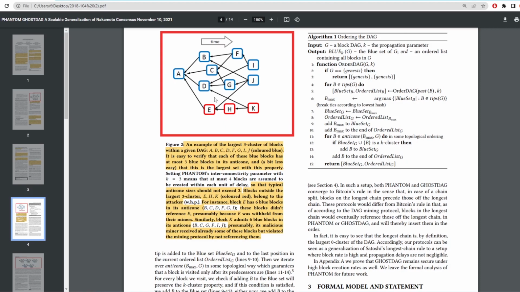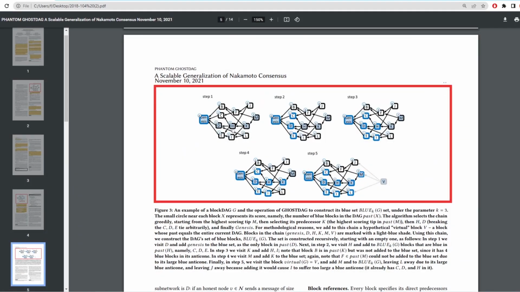For instance, block E has 6 blue blocks in its cluster, but these blocks didn't reference E, presumably because it was withheld from the miners. So because the E block isn't included in any of these other block references, it can't be traced back. So if a block does not reference the previous blocks in the main cluster, then it's assumed to be an attacker. Below this, we see another example of the steps the network takes to create the chain. The network basically looks for the most connections between blocks. The more connections backwards, the more reliable the block is. So this is why it's called a greedy algorithm, because it favors the blocks with the most connections that can be connected back to other blocks.